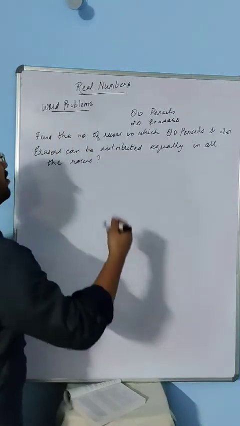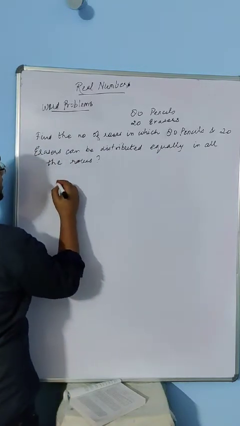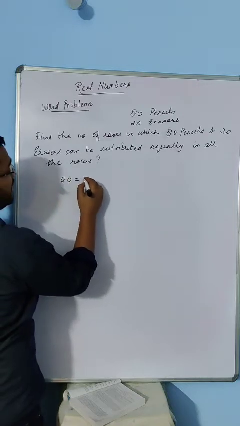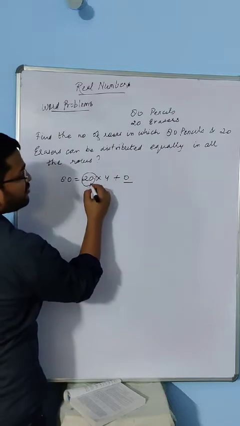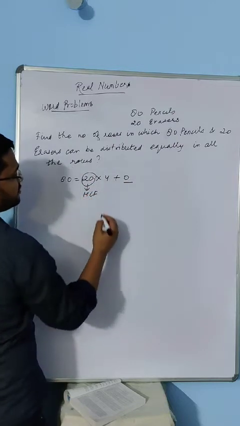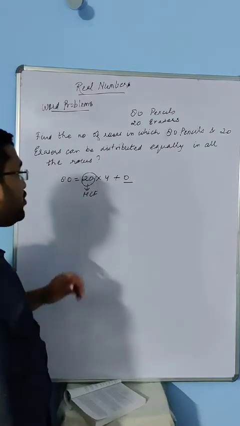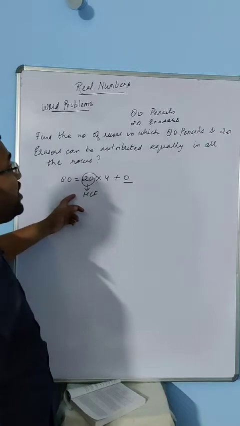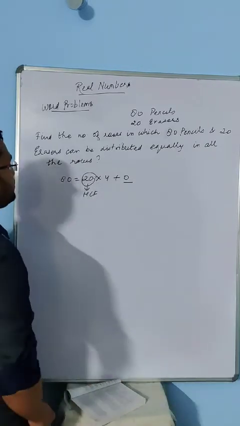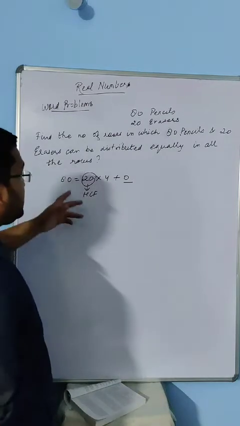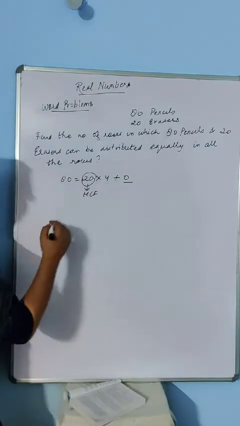Okay, so now, first of all, let's find the HCF of 80 and 20. So 20 goes 4 times, giving a remainder of 0. Right in the very first step, you have the HCF. So what does that 20 mean? We need to understand that.